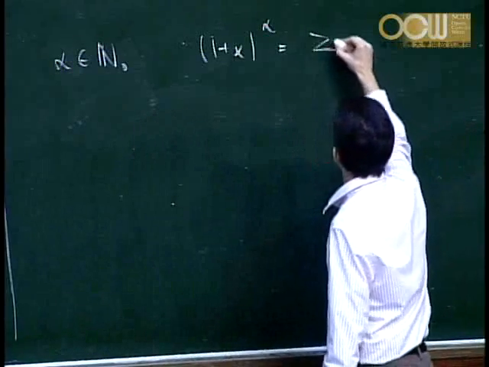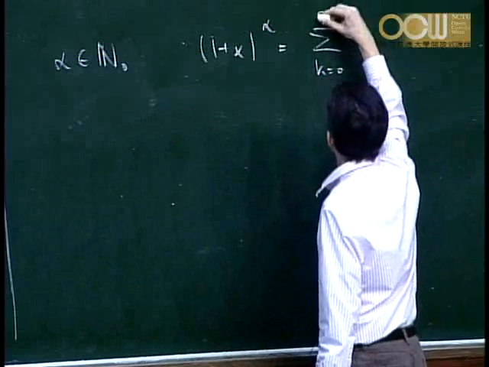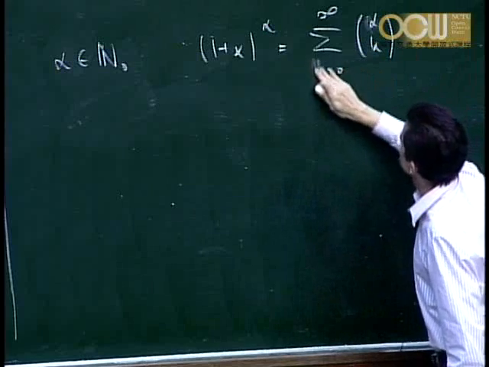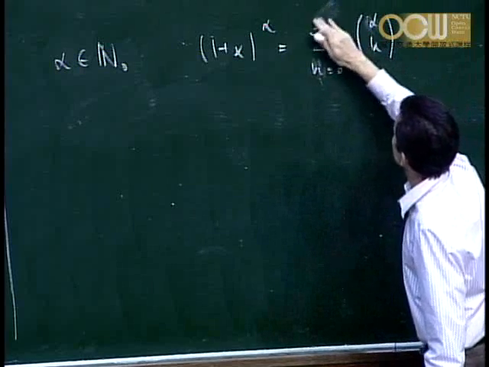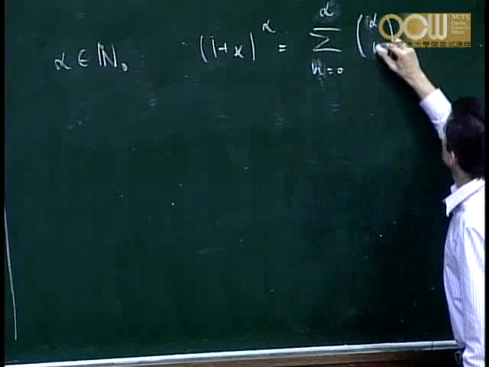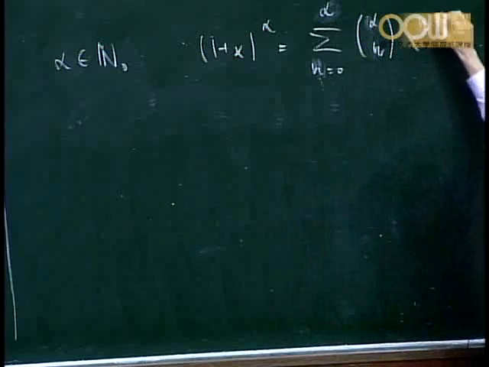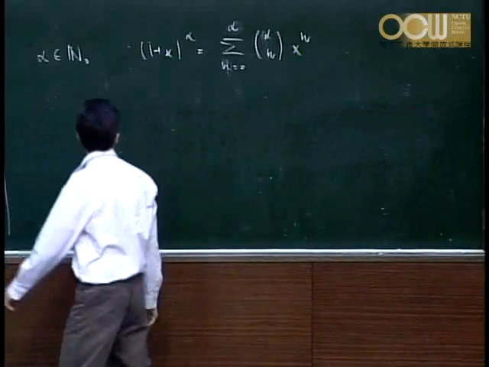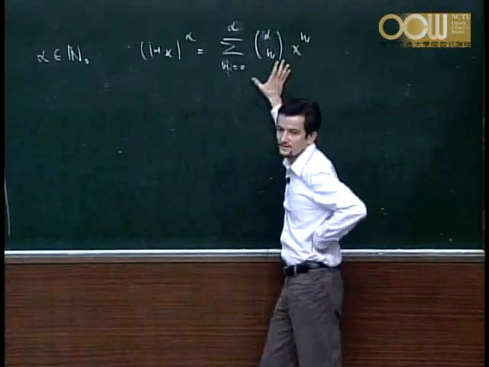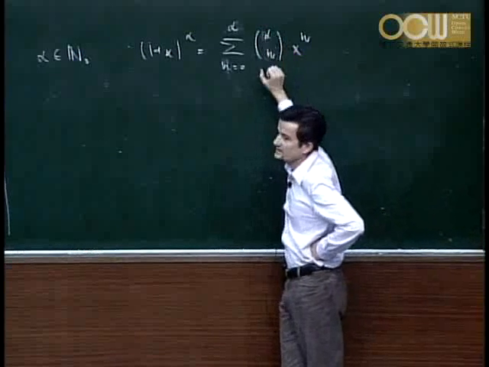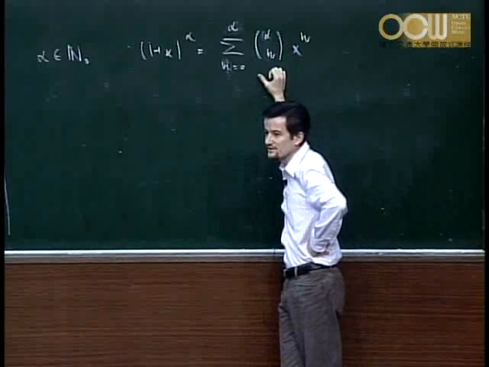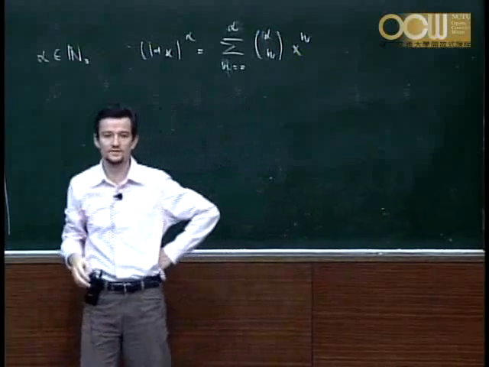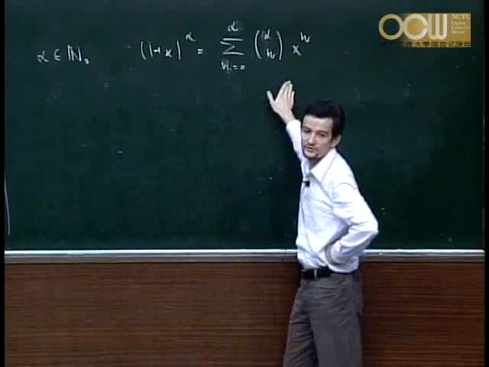So we know that we can write this as the sum over n from 0 to alpha of alpha choose n times x to the n. Okay, so this we know already from high school. And actually, what you see here is already the Maclaurin series of this function, because once more, Maclaurin series expansion is unique.